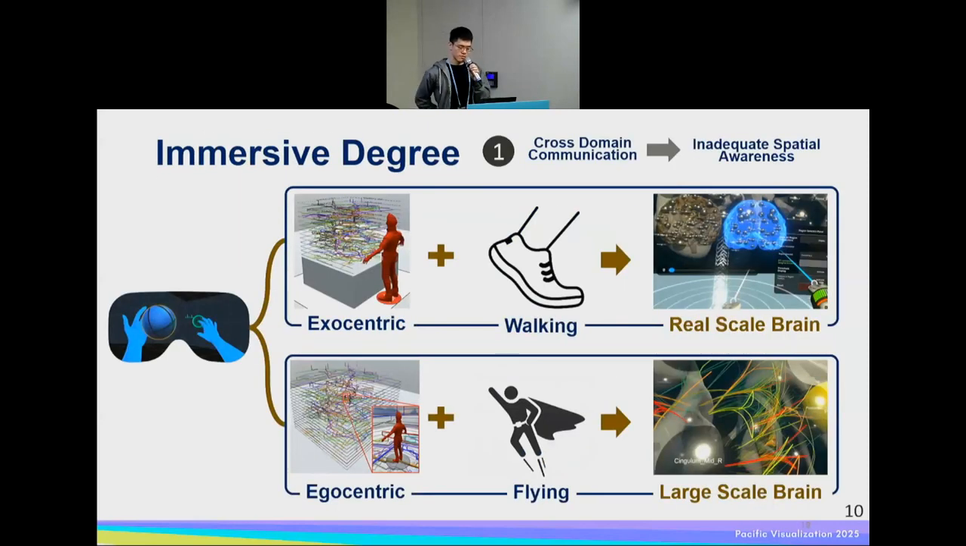To address the first challenge, we designed 2 navigation modes for the immersive environment. First, in the exocentric mode, experts can walk around a real-scale brain to observe the dynamic BOLD signals. And second, in the egocentric mode, they can fly into the large-scale brain to explore the static DTI connections. With these 2 modes, the experts can seamlessly switch and land at exactly the right position and orientation to explore either dynamic or static data.